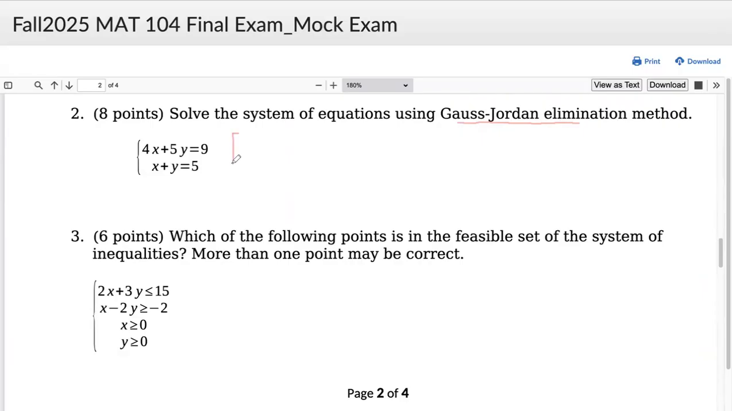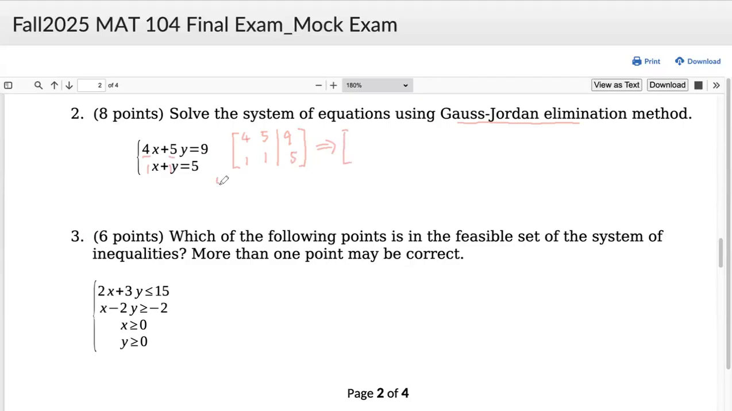So first, we want to write the coefficients in this matrix: 4, 5, 1, 1, 9, 5. You see, we only write down the coefficients of x and y. Then we want to reduce, to change this side to be an identity matrix. We want to change 4 to be 1, 5 to be 0, 1 to be 0, and this 1 stays. So what do we do?